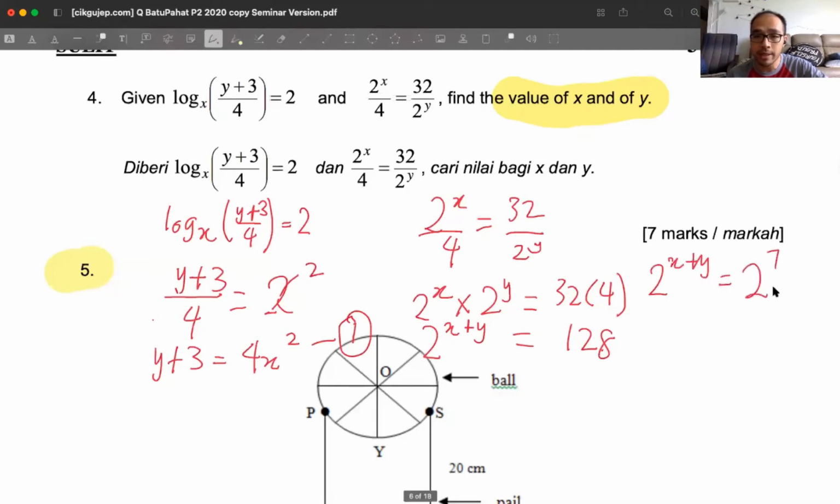Because the base is the same, now you can equate the result. So x plus y equals 7, and this is the second equation. If you take a look at the two equations that we just built, these are very simple equations, not very complicated. You substitute the x in here and you get y, and then you get x. Actually you only get one value of each.